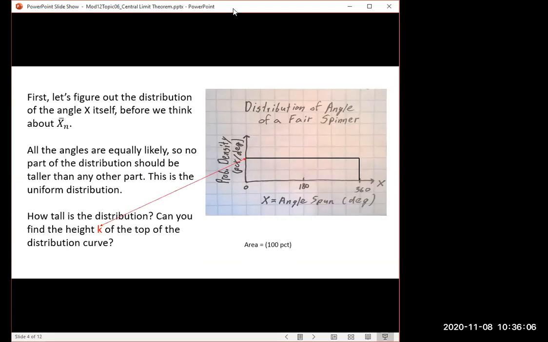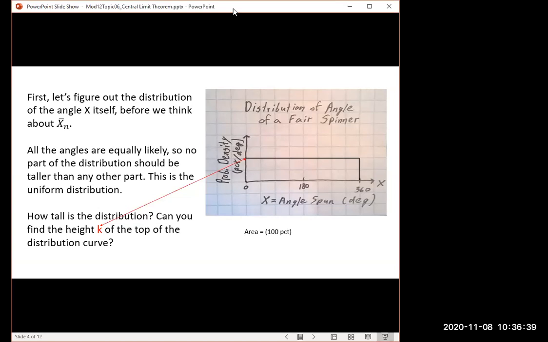How tall is it? Can you find the height k of the top of the distribution curve? What is it that we know about all distributions? Can a distribution just be any old function? No, it's a non-negative function, meaning it's above the x-axis. It has positive y. Okay, this does. And the area underneath has to be 1 or 100%.